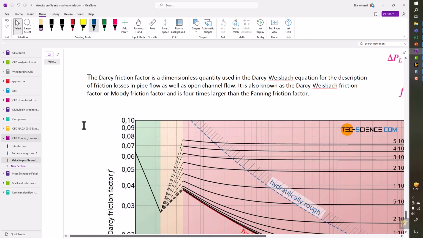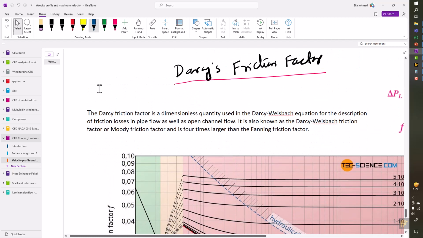We can define the Darcy friction factor as the dimensionless quantity used in the Darcy-Weisbach equation for the description of friction losses in pipe flow as well as open channel flow. It is also known as the Darcy-Weisbach friction factor or Moody's friction factor, as you can see in the Moody diagram, and it is 4 times larger than the Fanning friction factor. I'll discuss this in the next video, and this is the coefficient of friction, which we define as the ratio of wall shear stress divided by 1/2 rho V squared.